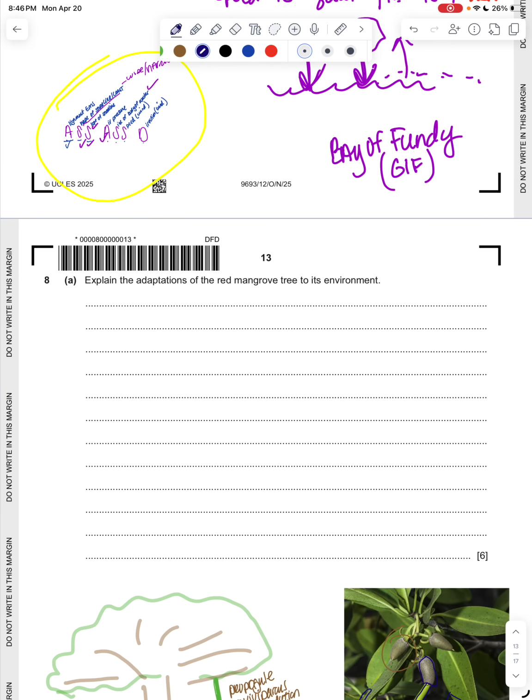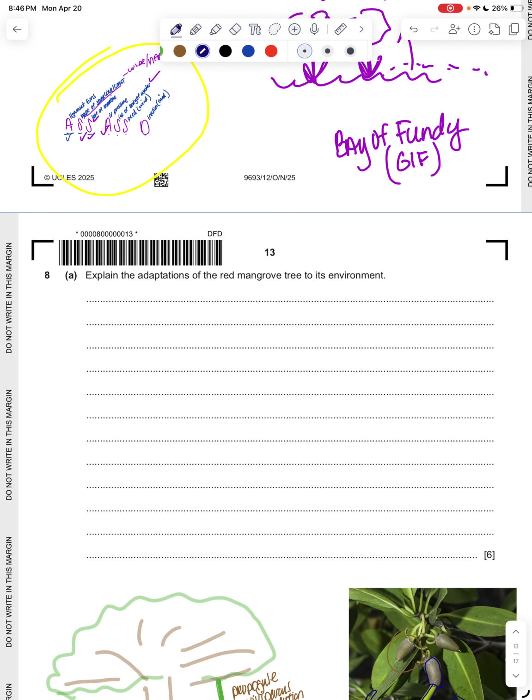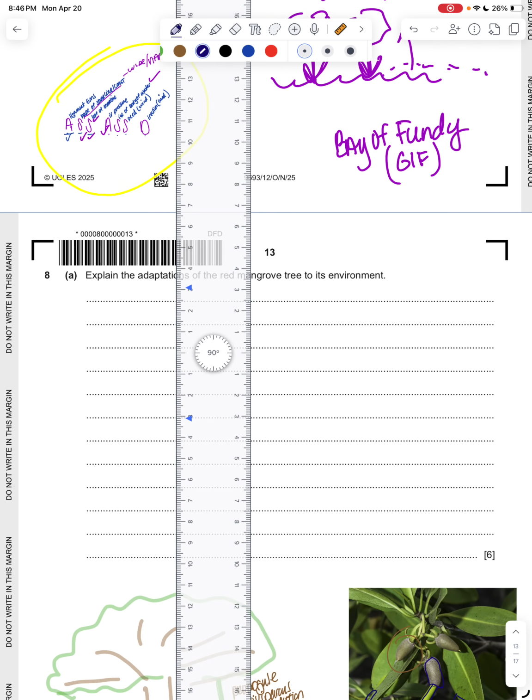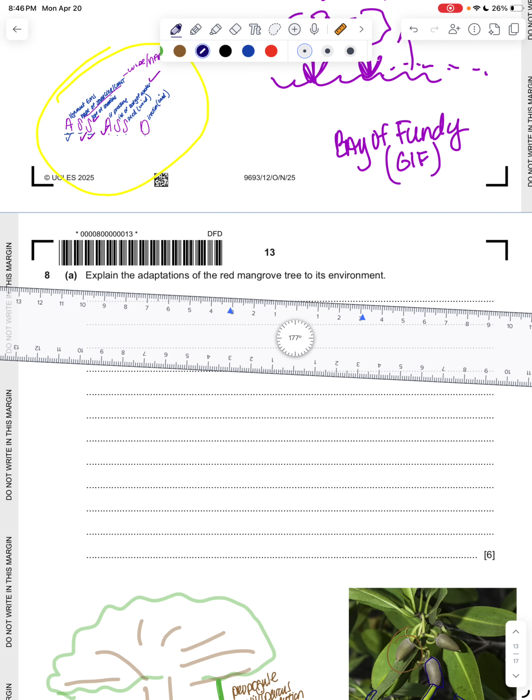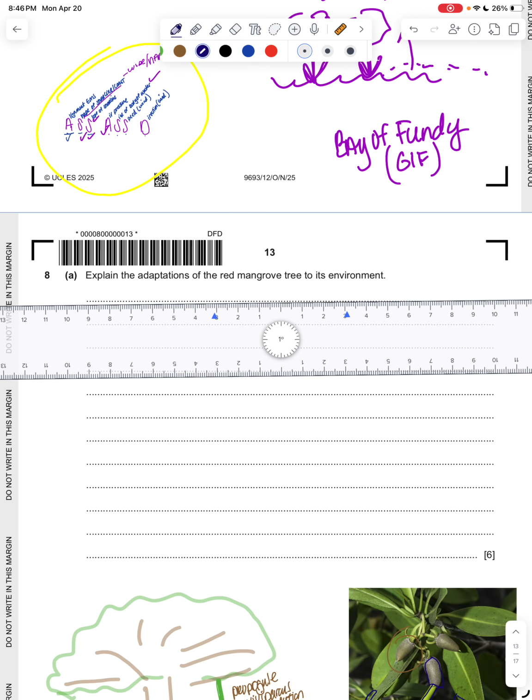We can talk briefly about the leaves and then the propagules. I'm going to split this into 3 things just to keep myself organized. And you can also do the same on your exam. You can split this into 3.